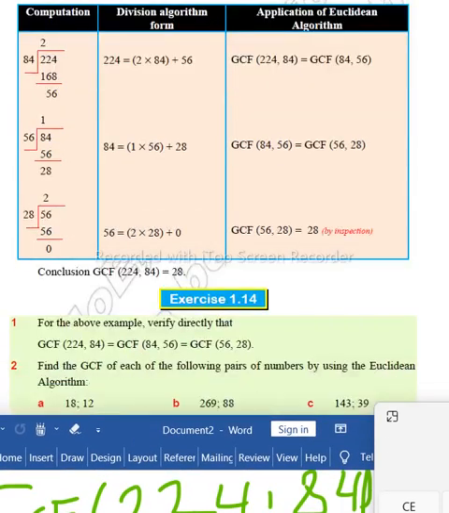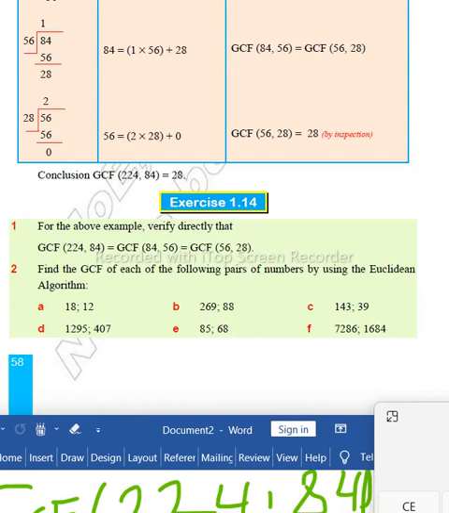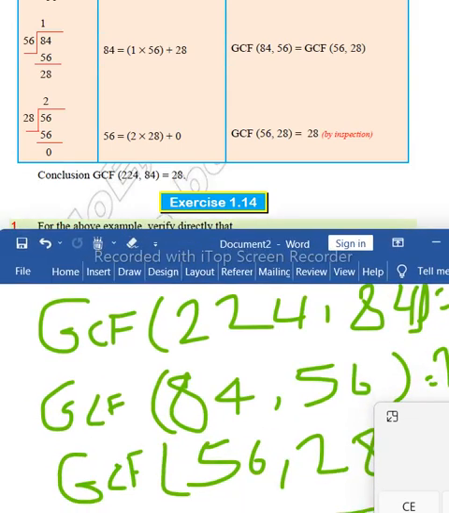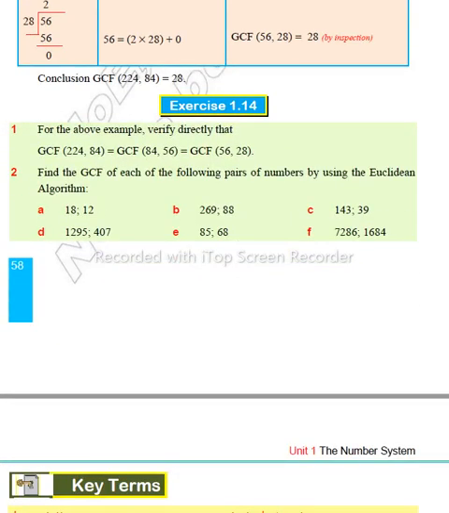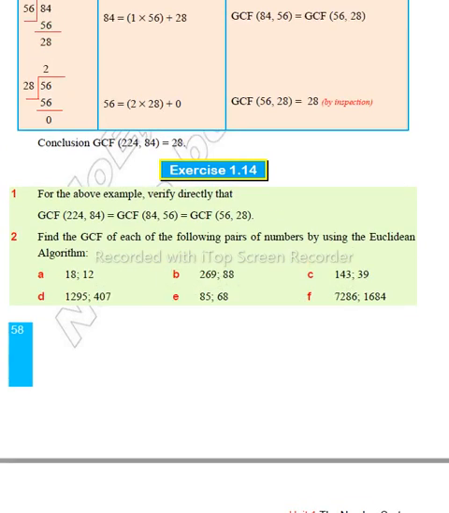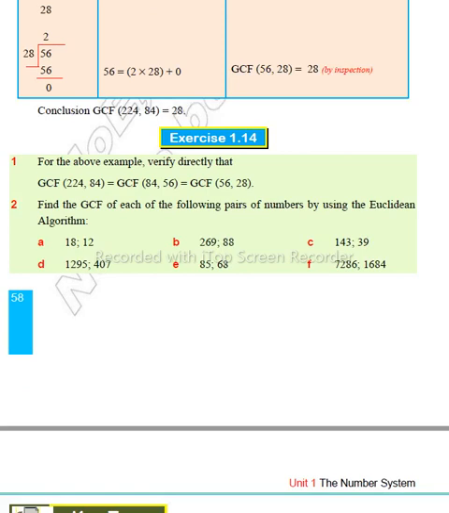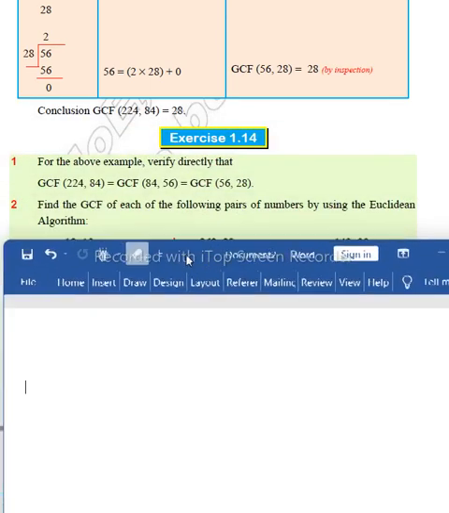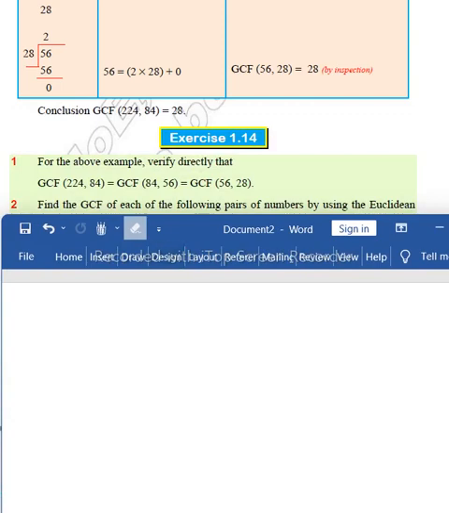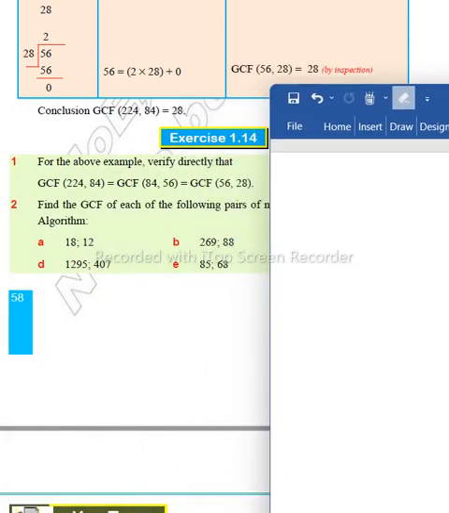So we move now to exercise 1.4. This is the next question. For the above example, we can calculate in a different form, with the greatest common factor. To find the greatest common factor, let us do this.